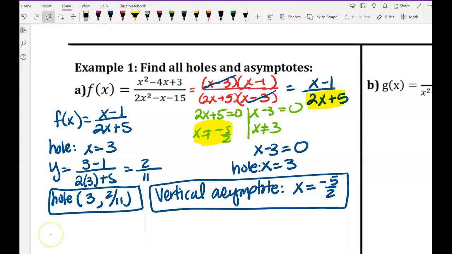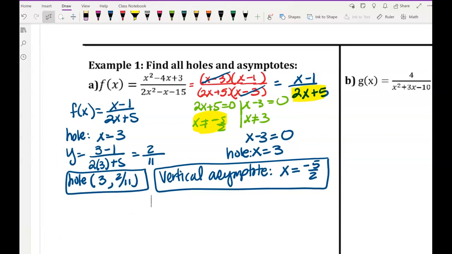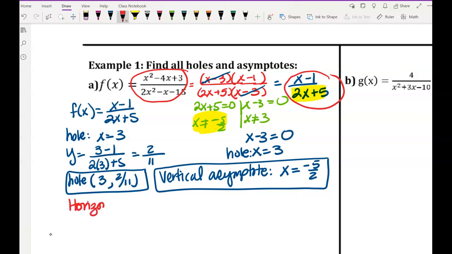Now then we look at our degree on the top, and it doesn't matter if you look at the original or you look at the reduced. They're the same for your HA, horizontal asymptote. And if you see me shortening it to HA, that's what it is. And if you see me shortening VA, that's what VA is.